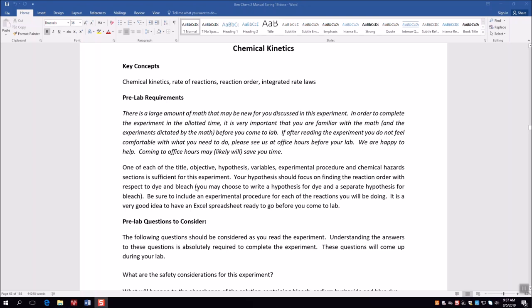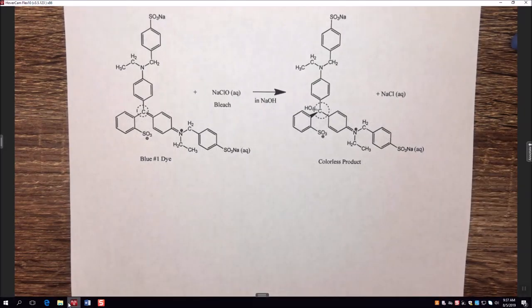You can also consider that we are going to be bleaching the dye, so we're going to monitor the concentration of dye by absorbance, and how we are going to find the reaction order with respect to the dye based on the absorbance, we'll go through during the video. And then we're going to vary the concentration of the bleach or the amount of the bleach in the reaction mixture, and that's how we're going to find the reaction order with respect to the bleach. So I just wanted to point out that you should keep those things in mind as you watch this video, and now I'd like to talk about the actual reaction that we're going to be doing.